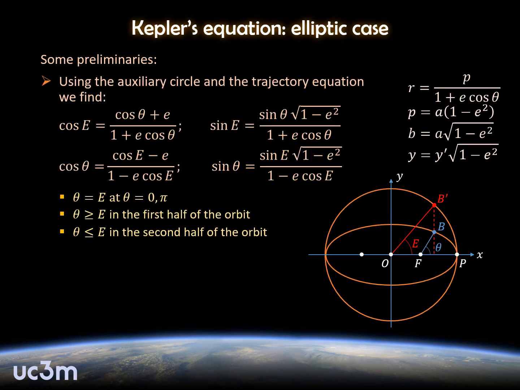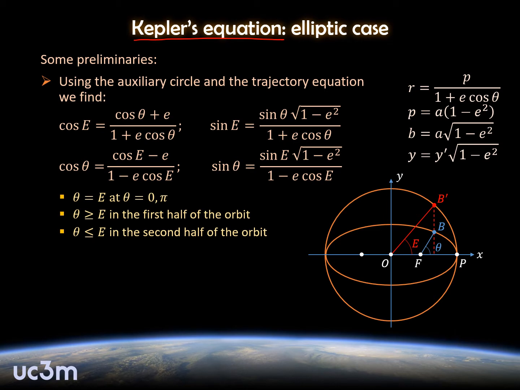A different and surely better way of obtaining the time position relation is to use the so-called Kepler's equation. Kepler's equation does not use any time series expansion. Instead, it relies on the geometry of the problem. In order to obtain Kepler's equation for the elliptic case, we are going to first work out some preliminaries.